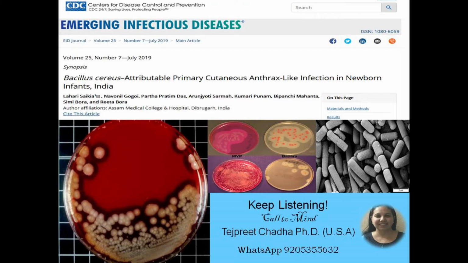Again, cereus meaning waxy in Latin, so refers to the appearance of colonies grown on blood agar. Some strains are definitely harmful to humans, and we will read about them specifically.